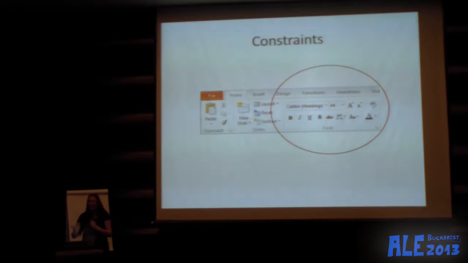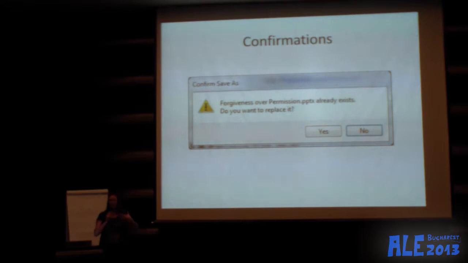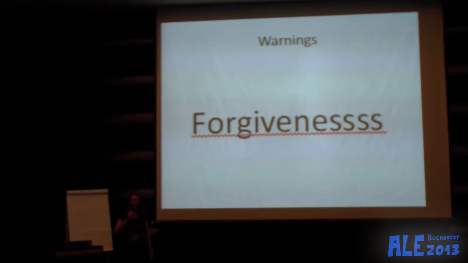Right, confirmations. So when I want to overwrite something, it asks me, are you sure you want to do that? Now you'll notice it's not stopping me from doing that. It's just making sure I'm aware that there's something unusual going on there. And the same with these warnings. If I decide I really want to spell forgiveness with four S's, it will let me. But it'll just let me know that's probably not what I want to be doing.